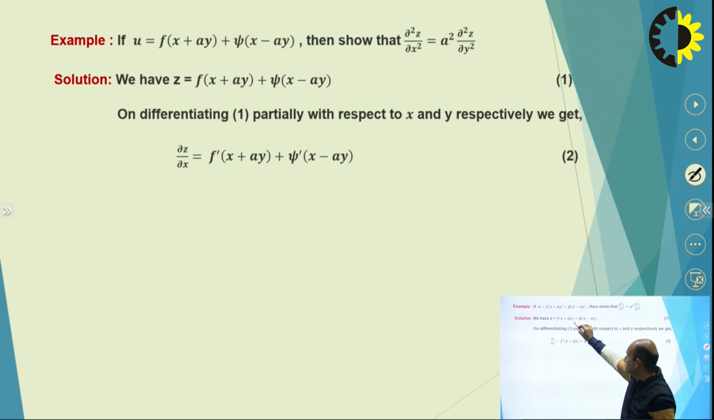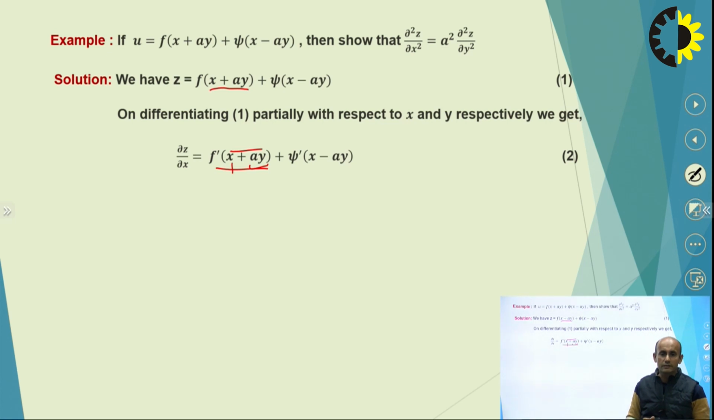So if we differentiate this function with respect to x, first we get f dash x plus ay, and then if we differentiate x plus ay with respect to x, this term will be 1 and the rest will be 0. So we get del z upon del x equals f dash x plus ay, and similarly psi dash x minus ay. If we differentiate this term with respect to x, then we get 1 actually.